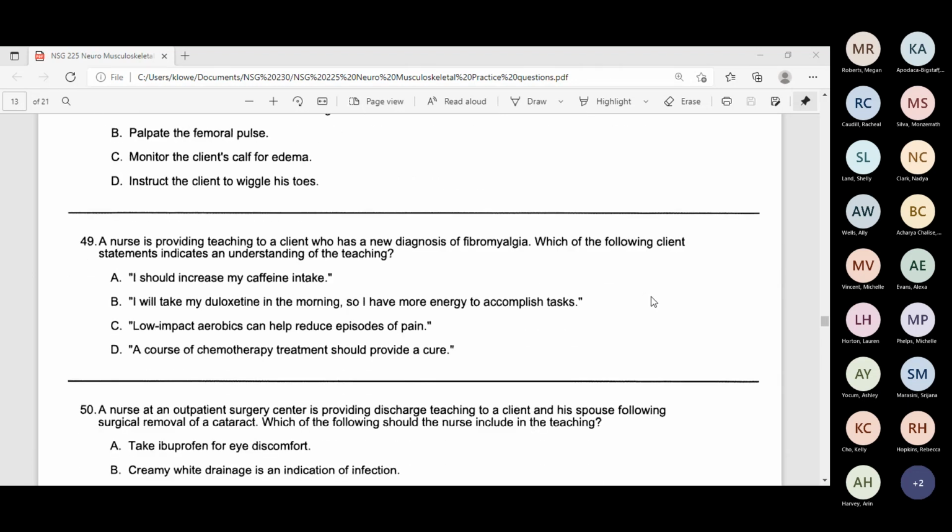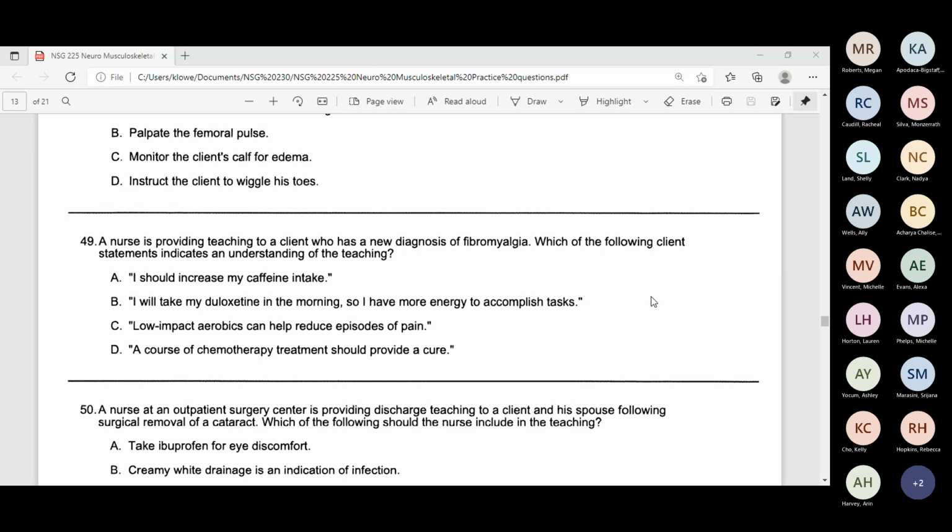A nurse is providing teaching to a client who has a new diagnosis of fibromyalgia. Which of the following client statements indicate an understanding of the teaching? So what do you think? C. Yeah, it is C. If I look at A, I don't think there's many things out there that are going to tell you to increase your caffeine intake.